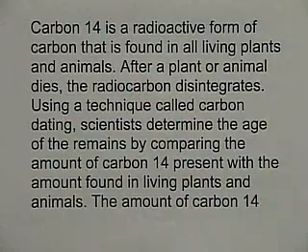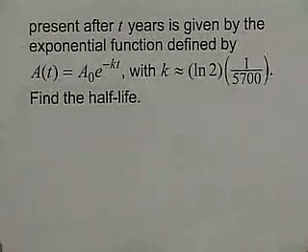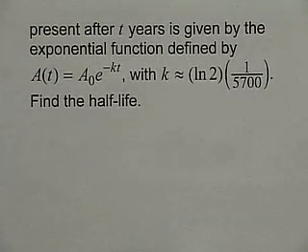Carbon-14 is a radioactive form of carbon that is found in all living plants and animals. After a plant or animal dies, the radiocarbon disintegrates. Using a technique called carbon dating, scientists determine the age of the remains by comparing the amount of carbon-14 present with the amount found in living plants and animals. The amount of carbon-14 present after t years is given by the exponential function defined by A(t) = A_0 e^(-kt), where k is equal to the natural log of 2 times 1 over 5700. We're asked here to find the half-life.